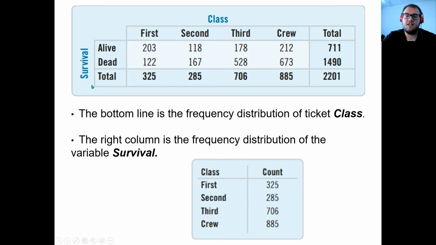So the bottom line is a frequency distribution of ticket class, and the right column is a frequency distribution of the variable survival. So 711 total people survived the Titanic, while 1490 died, and then this total is the number, like 325 first class tickets were sold, 285 second class tickets were sold, and so on.